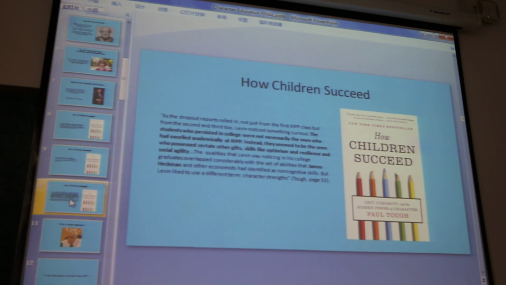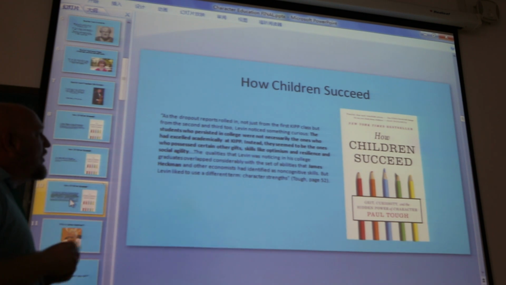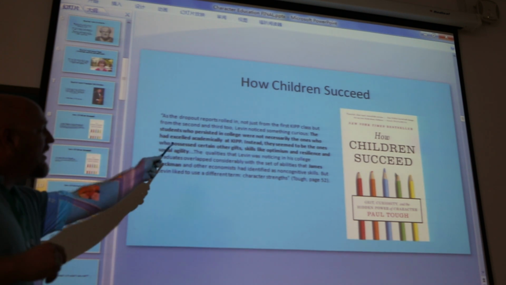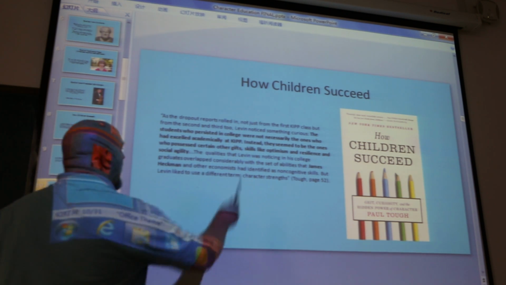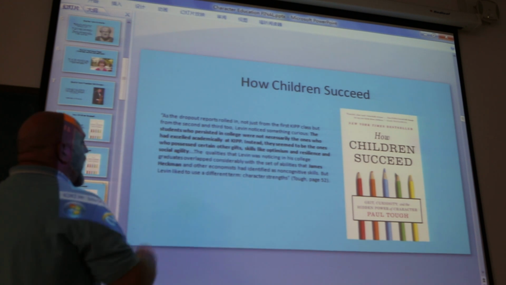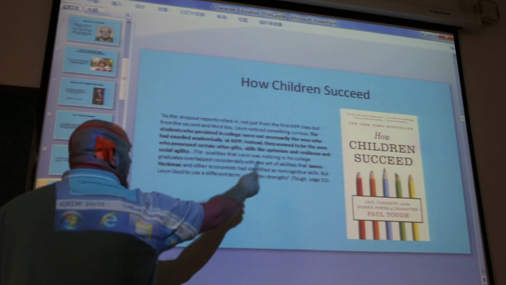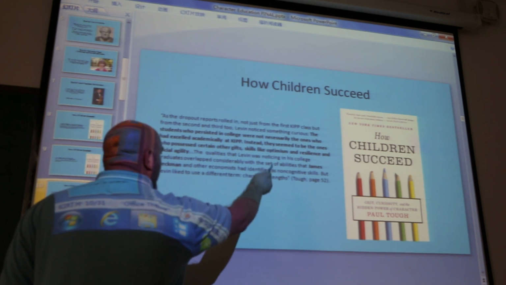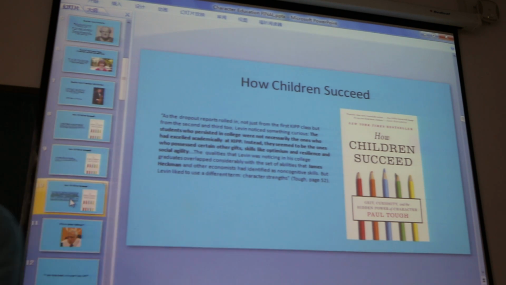Now this is interesting. So as the dropout reports rolled in, not just from the first KIPP class, but from the second and third too, Levine noticed something curious. The students who persisted in college were not necessarily the ones who had excelled academically at KIPP. Instead, they seemed to be the ones who possessed certain other gifts. Skills like optimism and resilience and social agility. The qualities that Levine was noticing in his college graduates overlapped considerably with the set of abilities that James Heckman, interesting man, and other economists have identified as non-cognitive skills. But Levine liked to use a different term, character strengths. That's from page 52 in the book. Very good book.